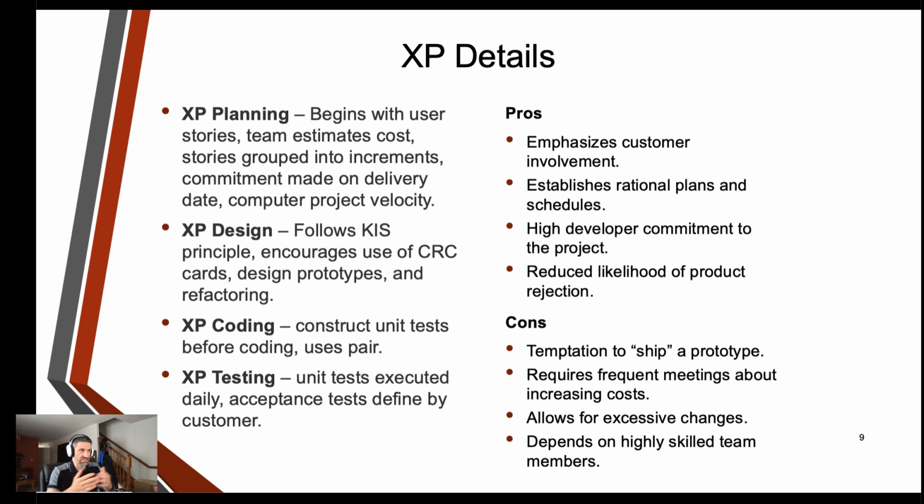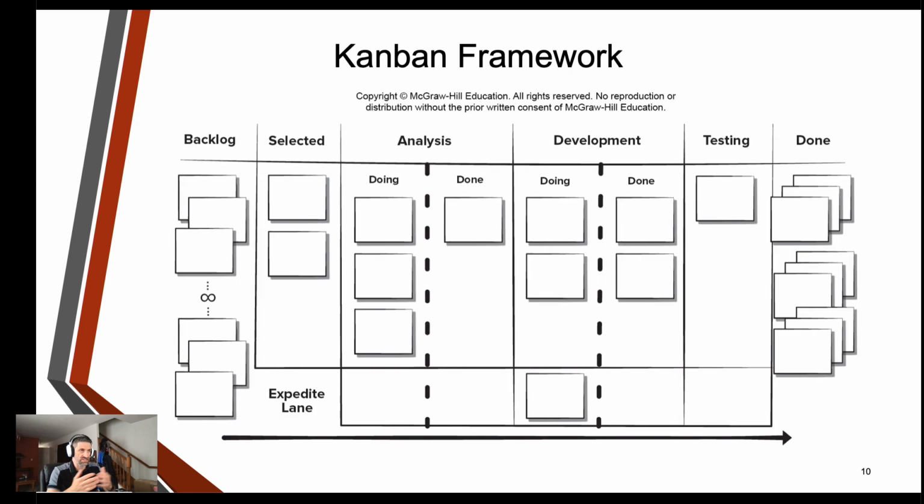It requires the developer to be very committed to the project, so everybody's really engaged, and we don't have as much reduced product. It's a reduced likelihood the product will be rejected because we're delivering in such small increments that we can find out what the problem is and fix it. Again, a temptation to ship a prototype. We saw that previously. Requires frequent meetings about increasing costs. That can be an issue as the complexity increases. It does allow for excessive changes, so we can find that we're spending a lot of time on changes, and it requires a highly skilled team yet again.